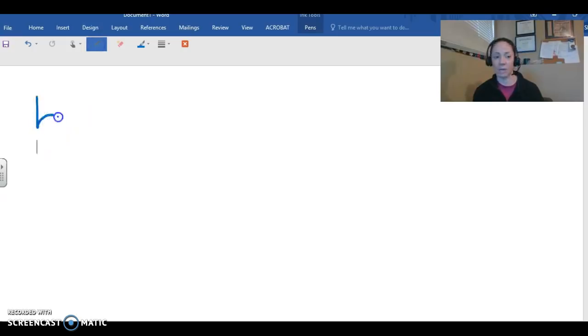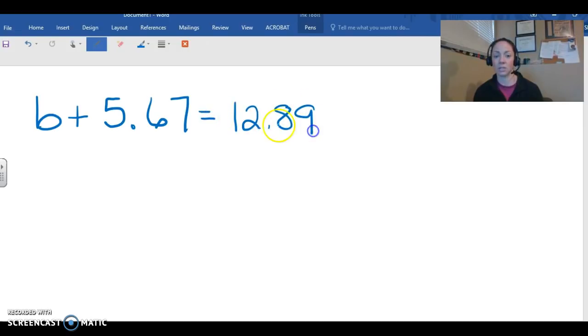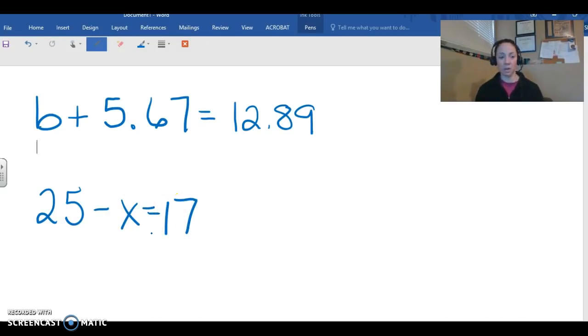So you have b plus 5.67 equals 12 and 89/100ths. You're going to have to solve for b. And then our second one is 25 minus x equals 17. Remember to use inverse operations when you are solving these. Also, remember to go back and check your work like we did on the two that we did together.